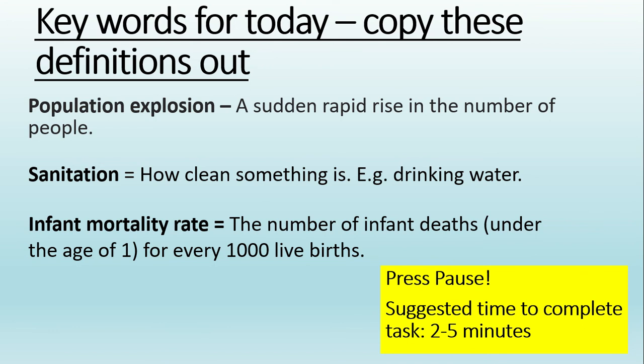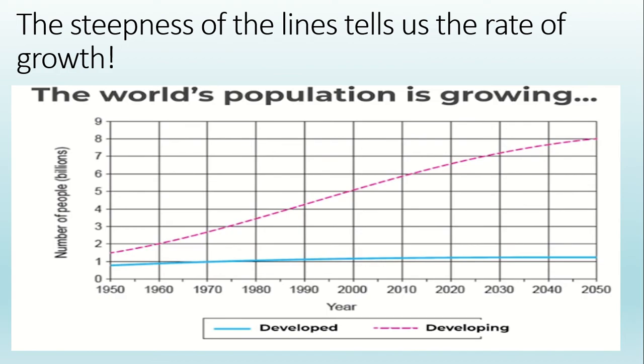Okay, you should have copied out those definitions on your Word document or on your A4 piece of paper. What we're going to move on to now is we're going to look at this graph. I just wanted to show you it before we have a go at some calculations. So when we look at these types of graphs, and I think you know this now, the steepness of the lines tells us the rate of growth.